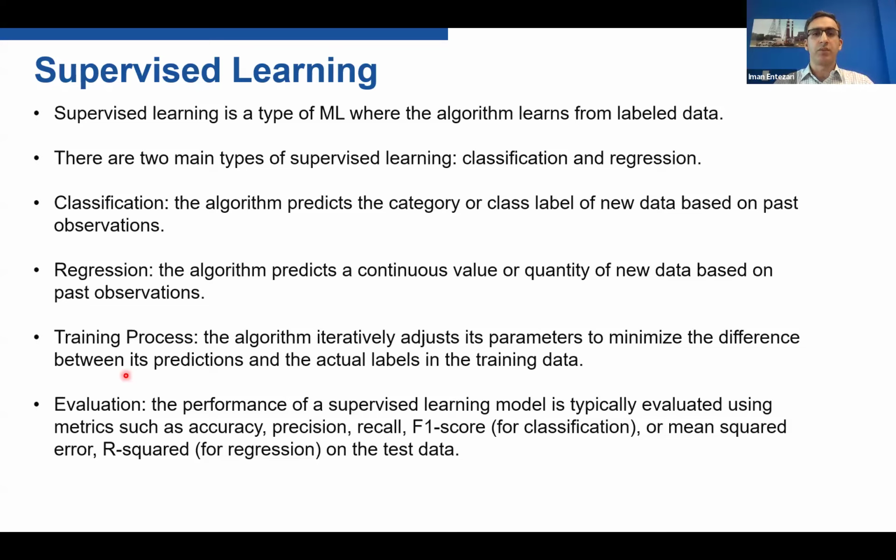In supervised learning, the training process includes iteratively adjusting the parameters of the model to minimize the differences between predictions and actual labels. As I said, the data set has the label, the final sort of answer. So based on that, we iterate and we adjust the model parameters so that we minimize the errors. And then finally, we evaluate the model performance using some statistical metrics like accuracy or precision for classification, or things like mean squared error or R squared for regression.